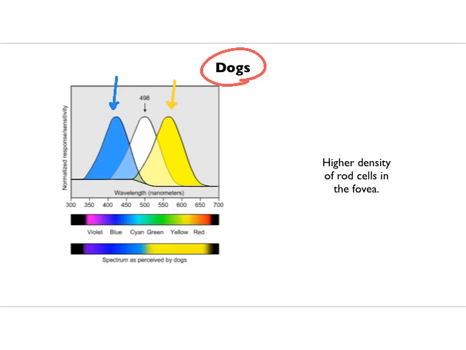And in the fovea, the sharp part of their vision, they have a higher density of rod cells. Now, the rod cells are sensitive to low light conditions, so dogs have better night vision, but they're also extremely sensitive to motion, and so dogs are extremely good at detecting motion.